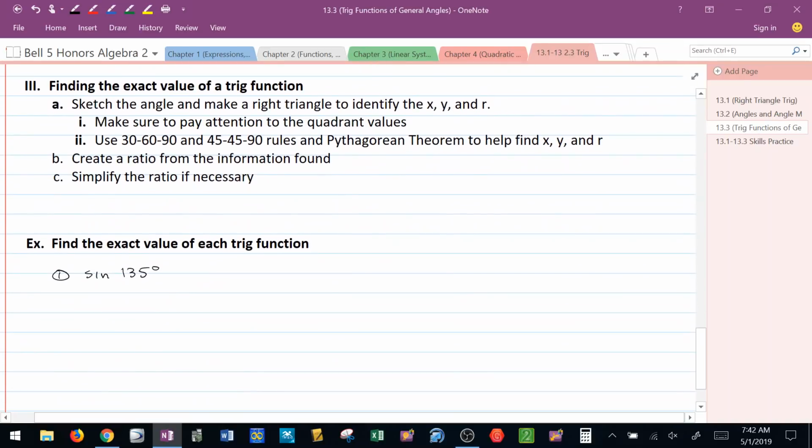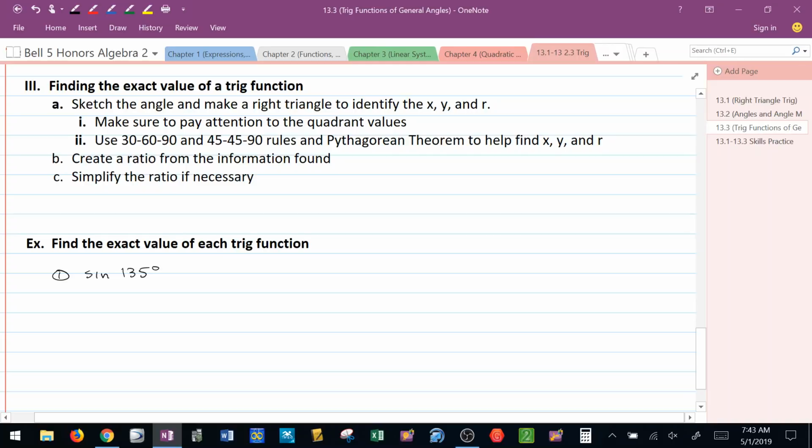All right. So the last thing we got to do is called finding the exact value of a trig function. I broke down the steps as best I can here. The first thing you want to do is sketch an angle and make a right triangle, again to identify x, y, and r. Make sure, as we did earlier, that you're paying attention to quadrant values. That means like in quadrant 1, x and y are both positive. In quadrant 2, x is negative, y is positive, and so on.